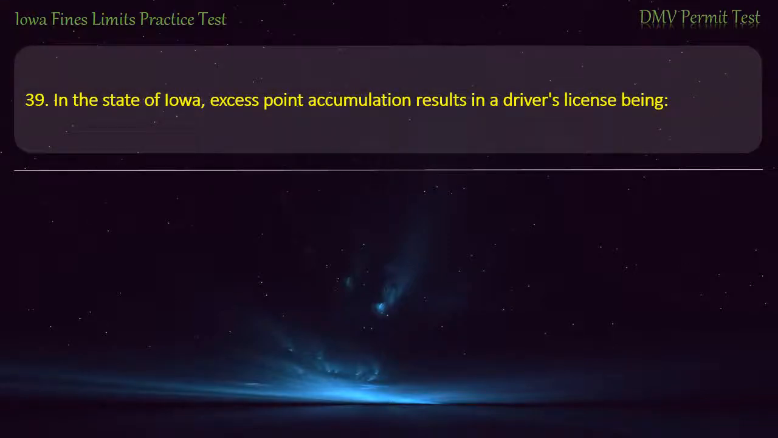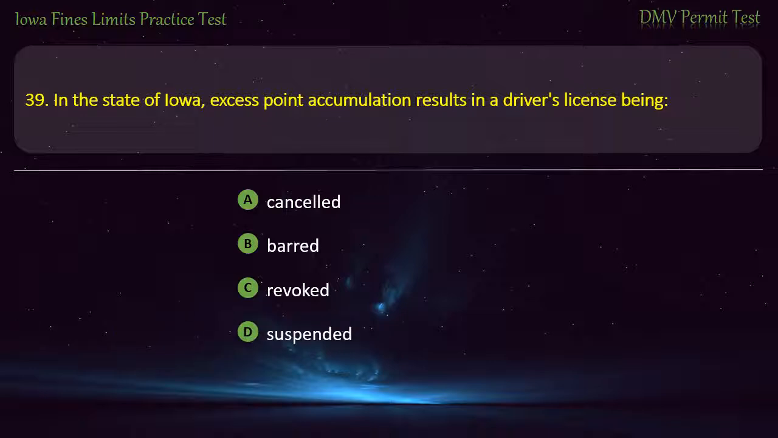Question 39. In the state of Iowa, excess point accumulation results in a driver's license being cancelled, barred, revoked, suspended. Answer: Barred.